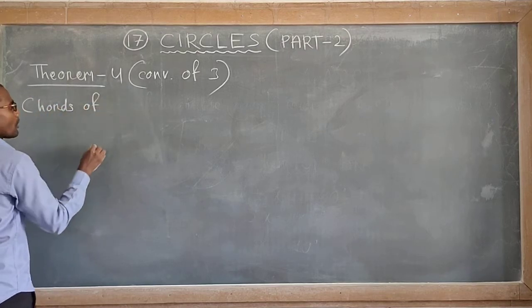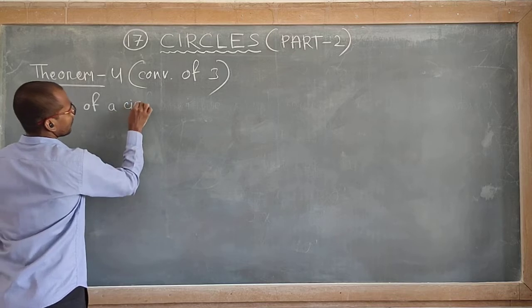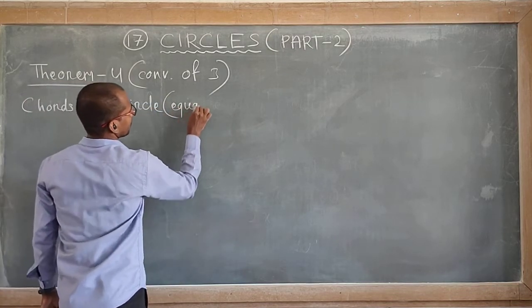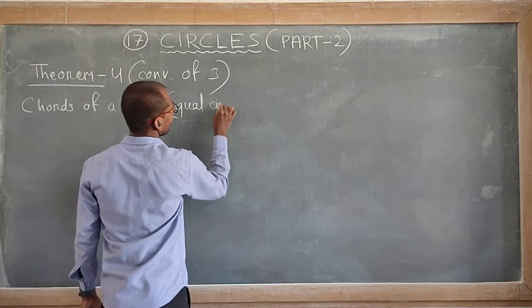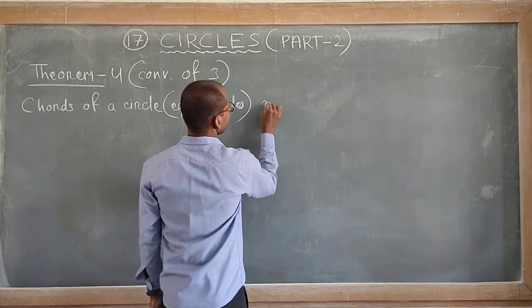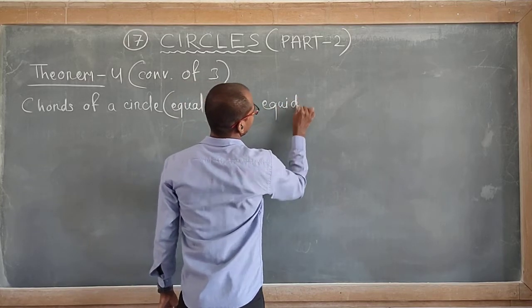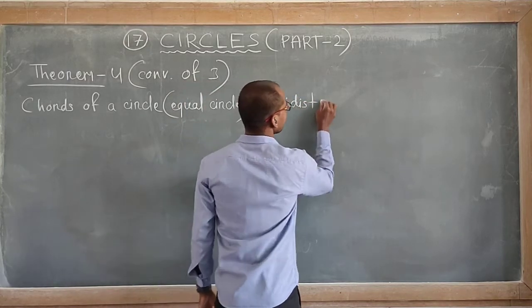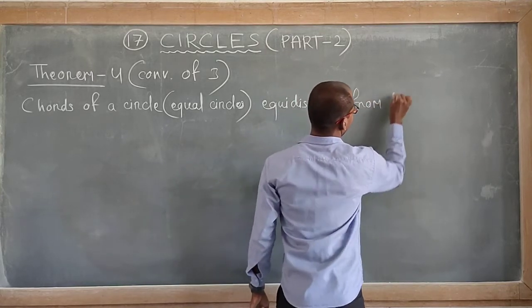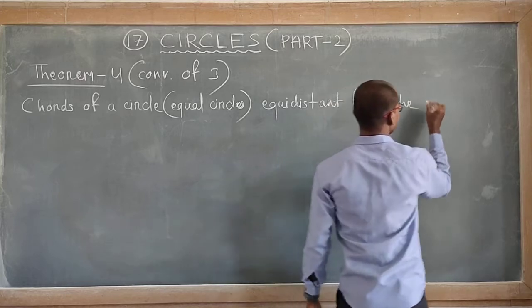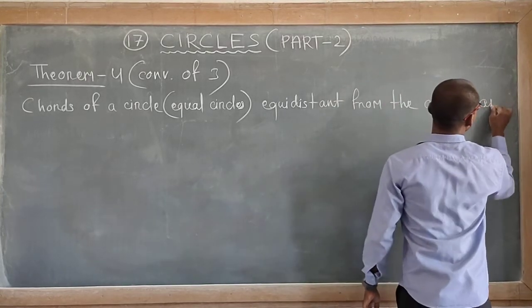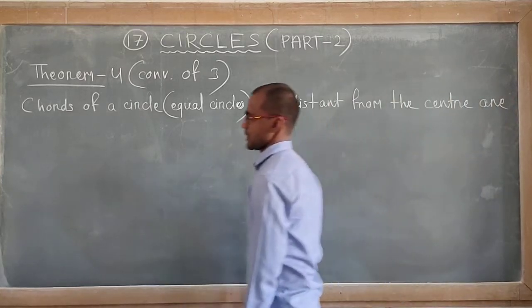chords of a circle or equal circles equidistant from the center are equal.